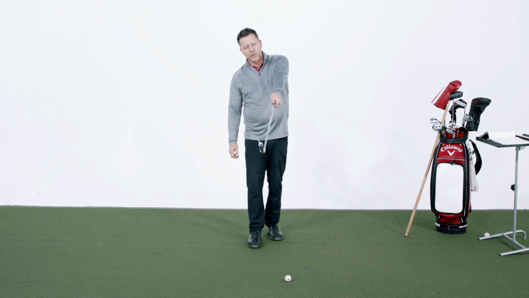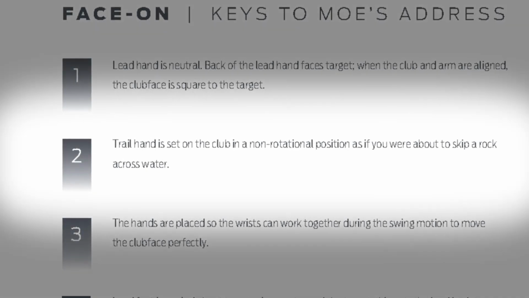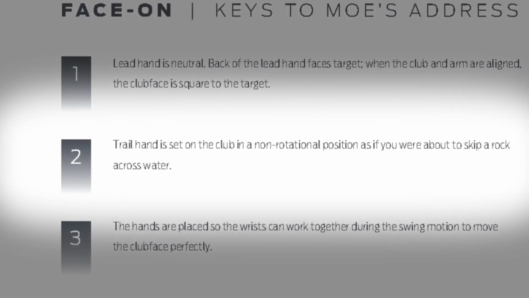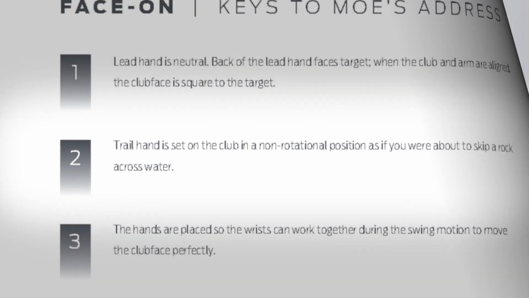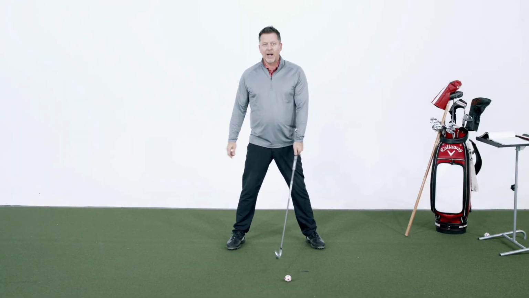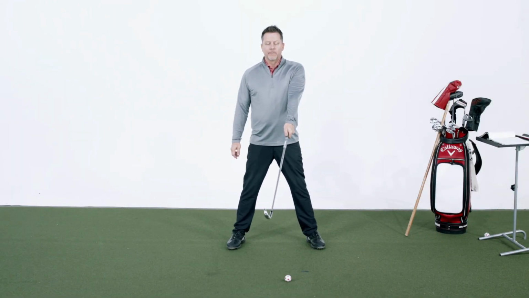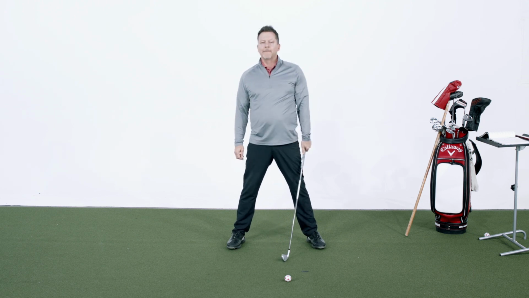So we just talked about the neutral lead hand position. Now let's talk about what happens because of the trail hand. So now let's put the trail hand on there. Whenever I have people learn to address the golf ball, I have them put their body into its tilt already.